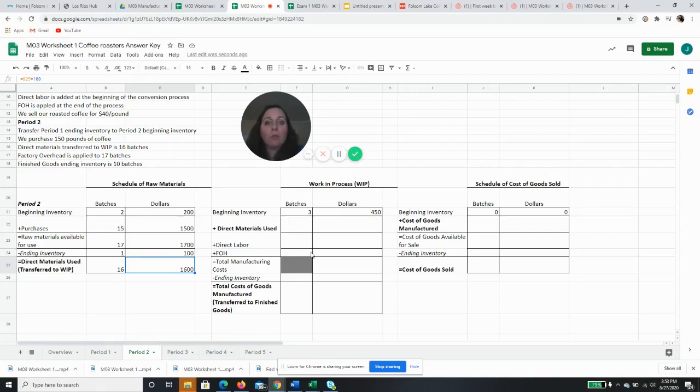All right, so let's move to work in process. The first thing I'm going to do is copy over what it told me was my direct materials used in production, and it's 16. The very next thing I'm going to do is apply that direct labor, because as soon as we put those materials in there, we apply the direct labor.